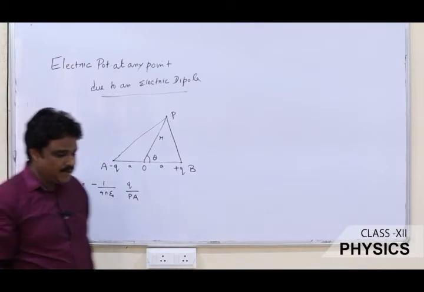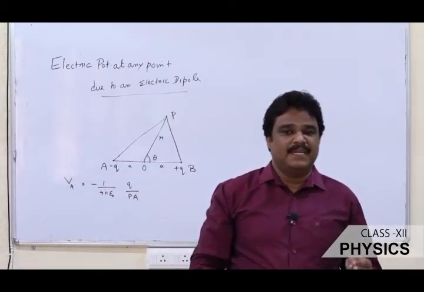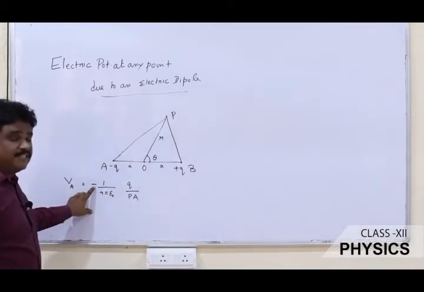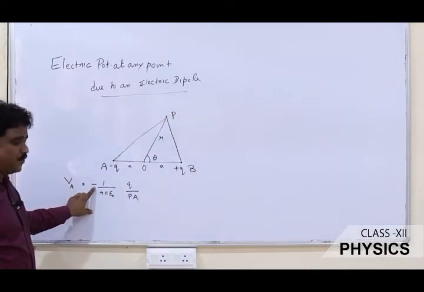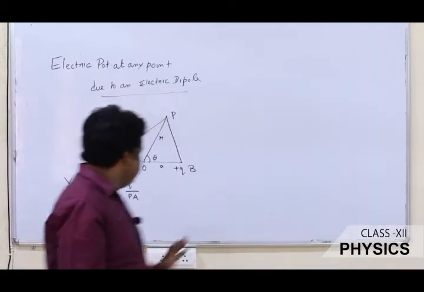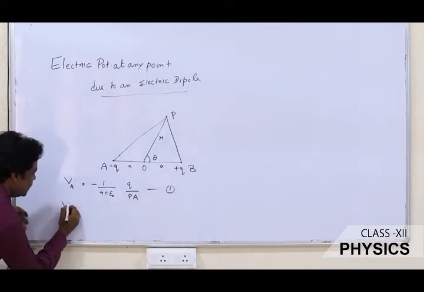I'm going to put a negative sign for the charge because potential is a scalar quantity and the negative convention is a must. Once again, this is a very sensitive part. If it is minus Q, you are supposed to put minus Q. If it is plus Q, you are supposed to put plus Q. I'm going to mark it as equation number 1.